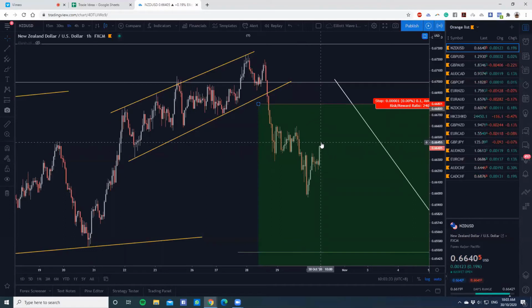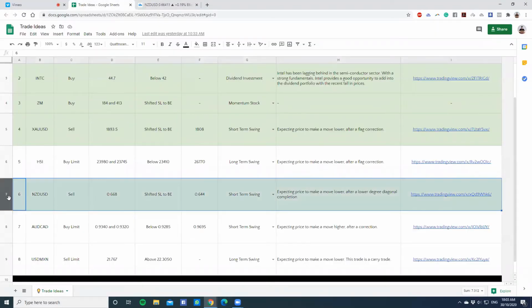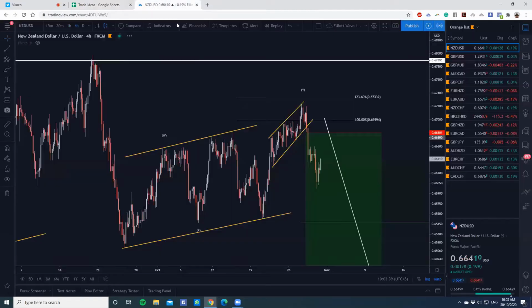Okay, so I'm happy to get tagged out. If it's going to continue lower, we're going to look for another opportunity to get in. So this one here, I'm going to remove it, because for me, I'm out of this trade with a 40 pip profit. If you guys are still at break even, of course you can manage accordingly. You can even shift it to this high around 6,660, and see how price is going to develop from here.